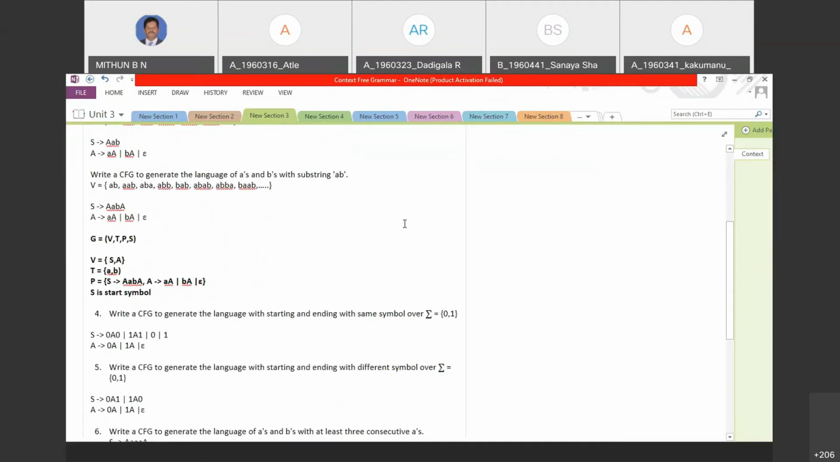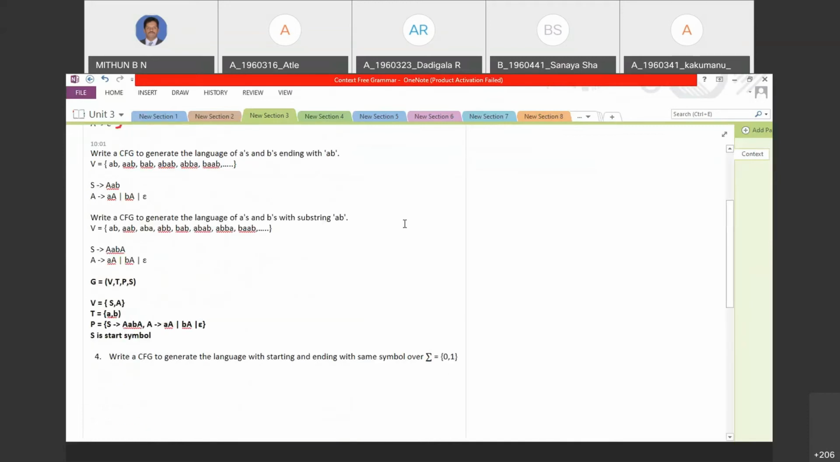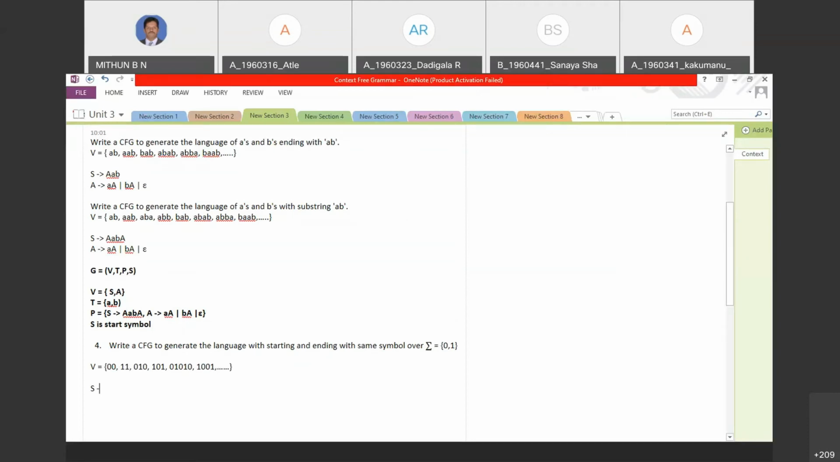Fourth one, write a CFG to generate the language starting and ending with the same symbol. So sigma is 0 and 1. So what are the strings accepted? I say strings should be 00, 11, 010, 101, 0110, 1001, and so on. What is the minimum string? It is 00.